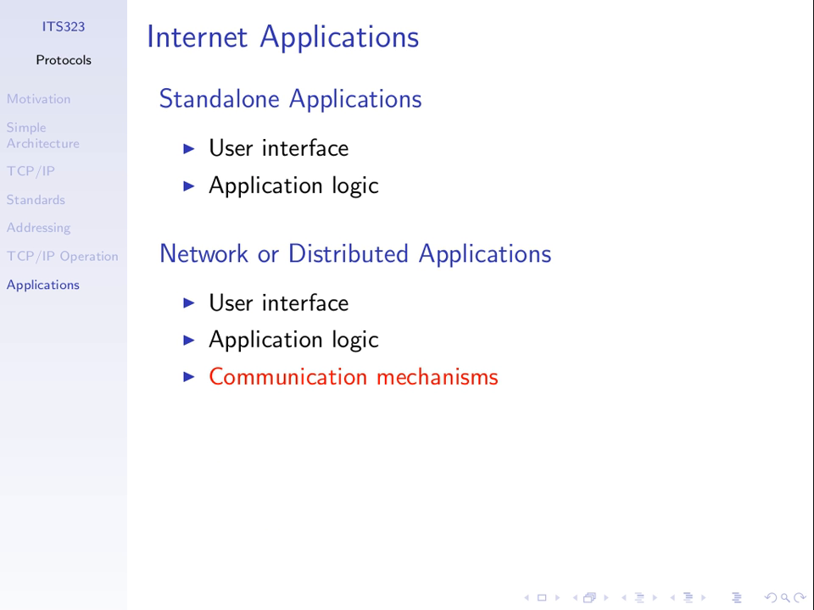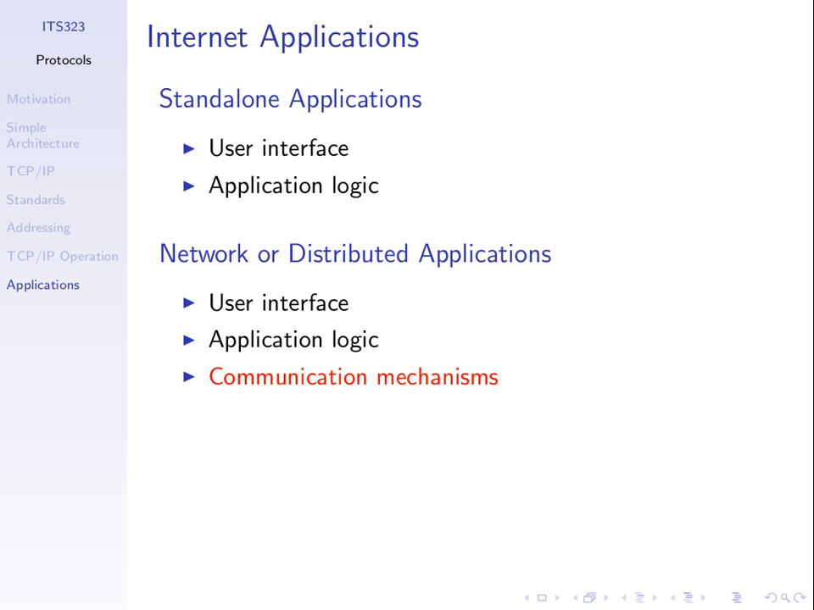First, what's an internet application? Well, a simple classification, a standalone application has some user interface normally, graphical, command line, but some interface for the user, and the application logic, the code that does what the application should do. You write a spreadsheet application that has some interface and some code that does all the calculations and does all the things that a spreadsheet needs to do. Okay, that's a standalone application.